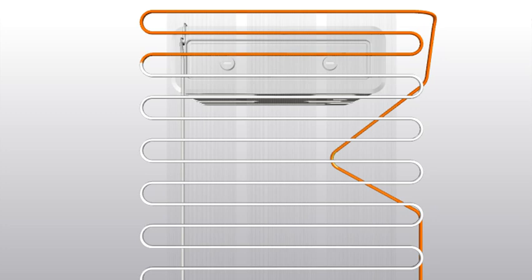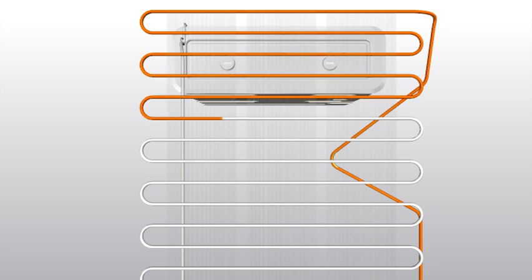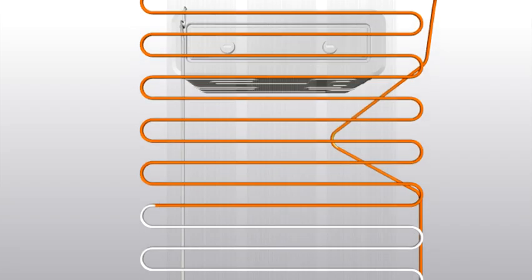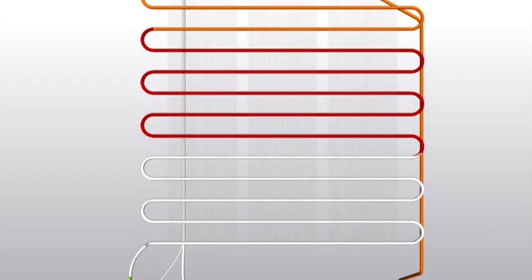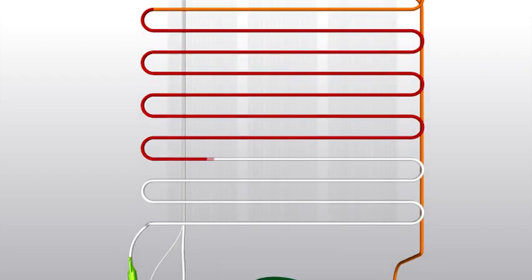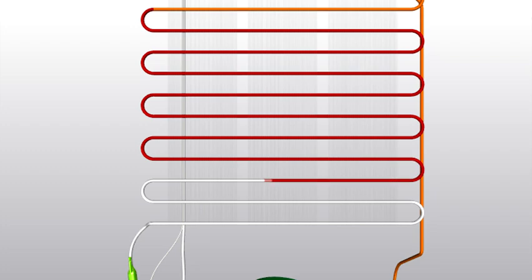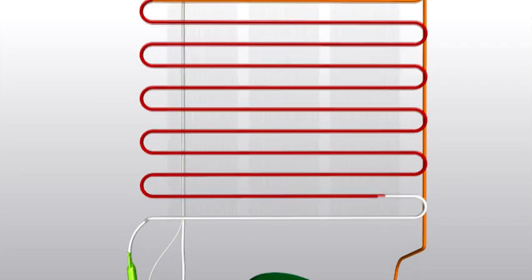As the compressor continues to operate, the low pressure, low temperature vapor refrigerant is drawn out from the evaporator through the suction line and is compressed. This high pressure, high temperature vapor refrigerant is pumped into the condenser through the discharge line of the compressor. In the condenser, it loses its superheat and latent heat to the atmosphere and condenses into liquid.